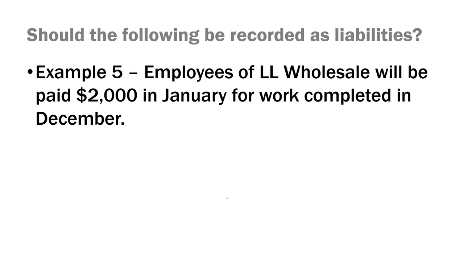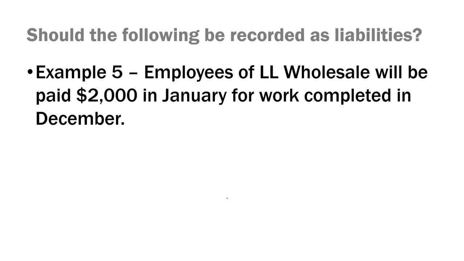Next example, example 5. Employees of the company will be paid $2,000 in January for work completed in December. Does the company need to record a liability in December? Yes, it does. Is a future payment probable? Yes, the payment will be made in the paychecks in January.